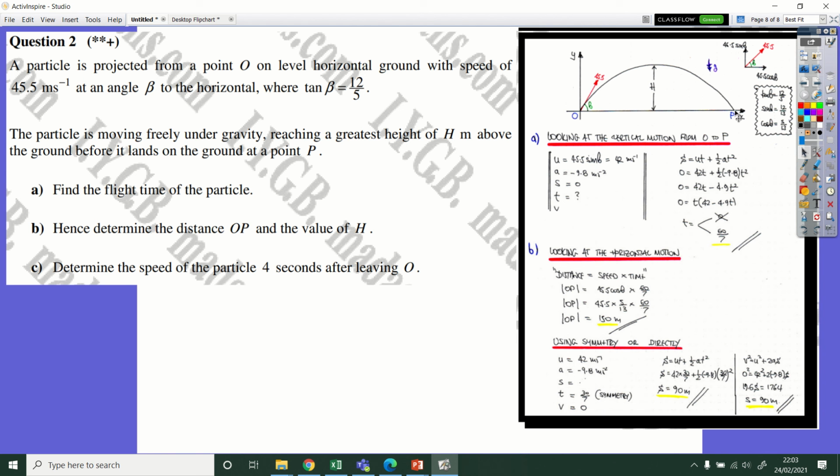Okay, so vertical motion then. We're looking vertically, because we can set our vertical displacement equal to 0 here. We said that level with the ground, we're not changing our vertical height, so we might as well make s be 0 vertically. u is going to be 45.5 sine beta, which is our vertical leg of this triangle. That's going to be 42, which is quite nice. And t is what we want, because we're trying to get over to there with a time.